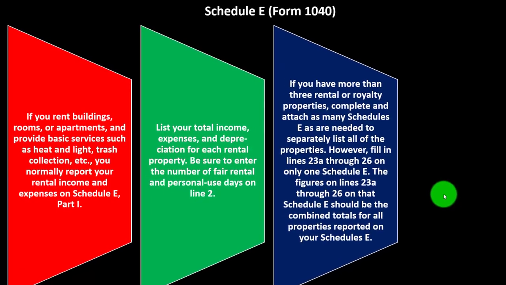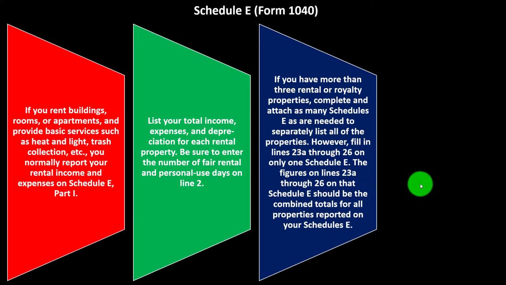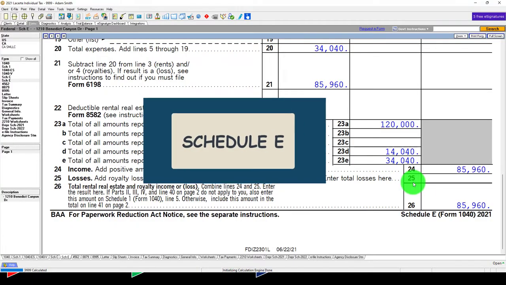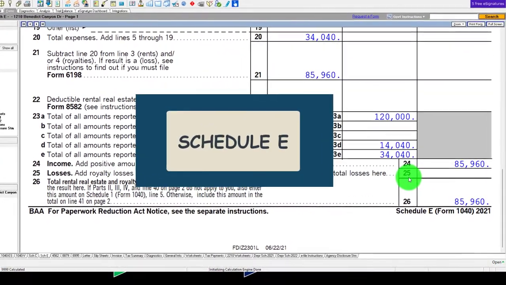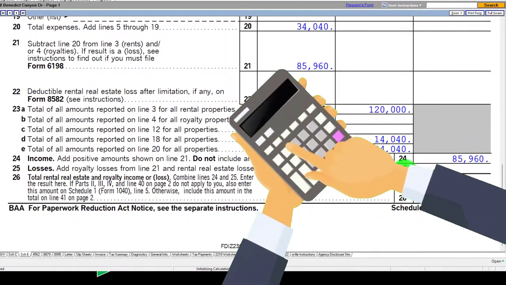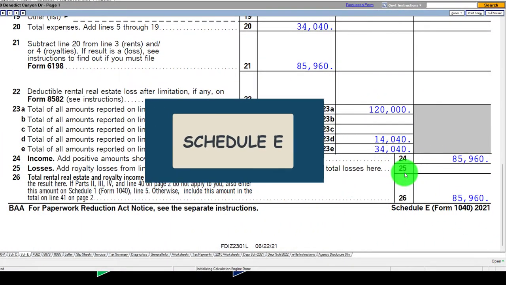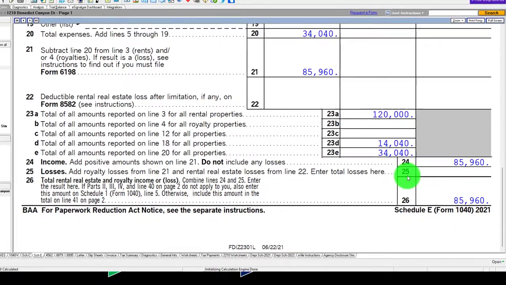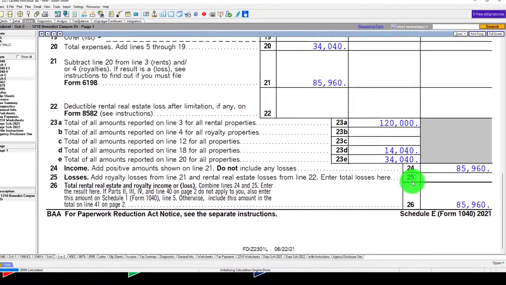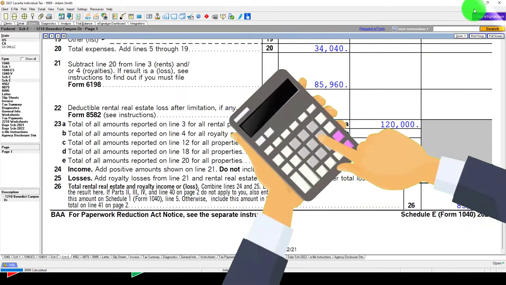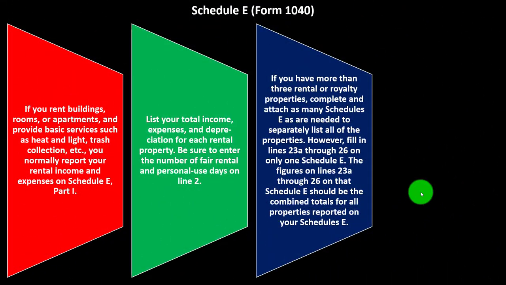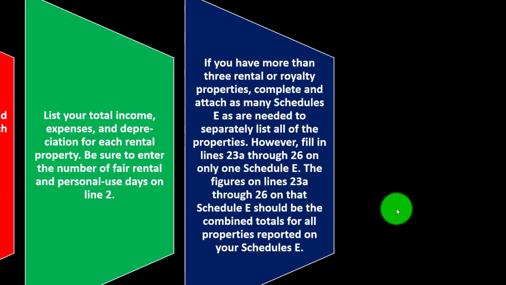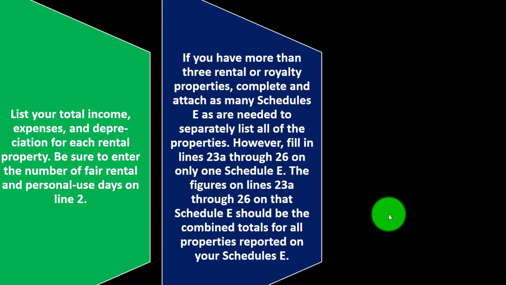However, fill in lines 23 through 26 on only 1 Schedule E. So when we get down to the bottom line here, on the 1 Schedule E, we start to combine things together, because you would think that if they all qualify on these Schedule E calculations, we could combine our total Schedule E incomes, possibly for use of passive activity rules, to figure out any limitations we have, loss limitations, and so on and so forth. So we can combine them together at the bottom of the 1 Schedule E for that calculation, and that would be the general idea. So the figures on line 23A through 26 on the Schedule E should be the combined totals for all properties reported on your Schedule E.